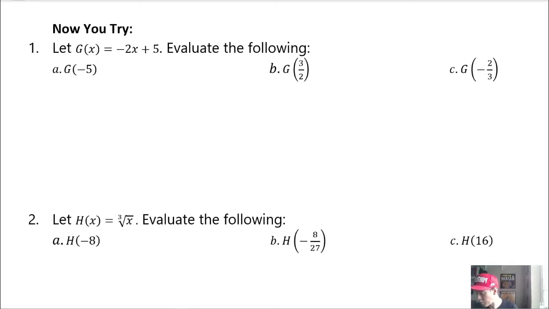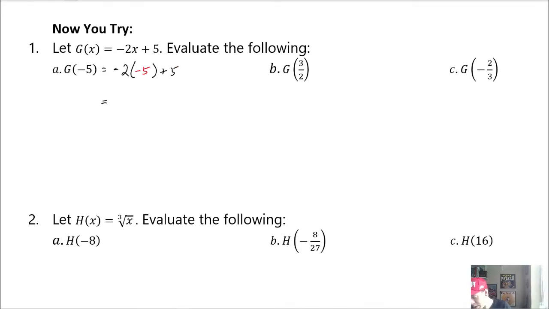All right, our first problem, number 1, says let g of x equal negative 2x plus 5, and we're going to evaluate the following: g of negative 5, g of 3/2, and g of negative 2/3. So for the first one, we're going to take the negative 5 and plug it in for the x into the definition of the function. So that's going to be negative 2 times negative 5 in for where the x is, then plus 5.